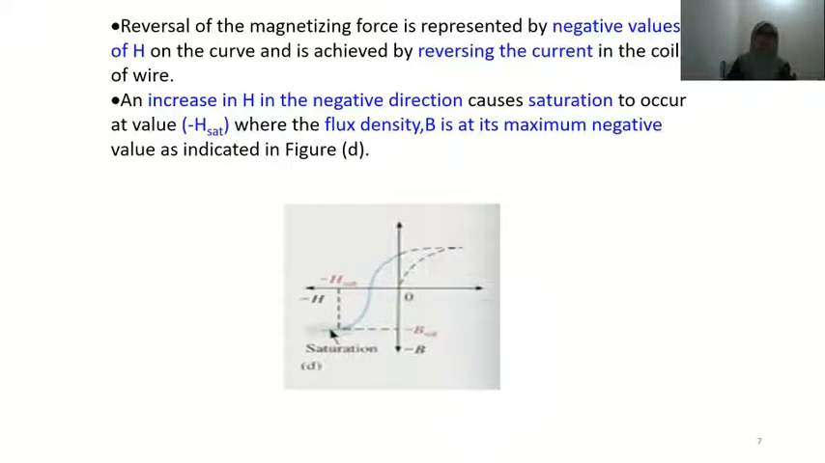And the flux density is at the maximum negative value here. The positive side is up there, and the negative side will be the bottom of B. So this is the maximum negative of B in the negative direction of H.